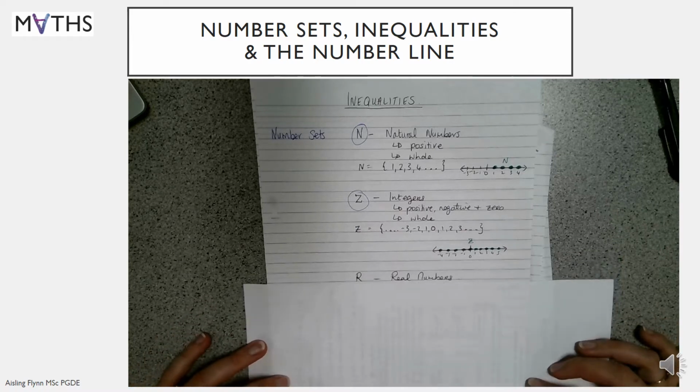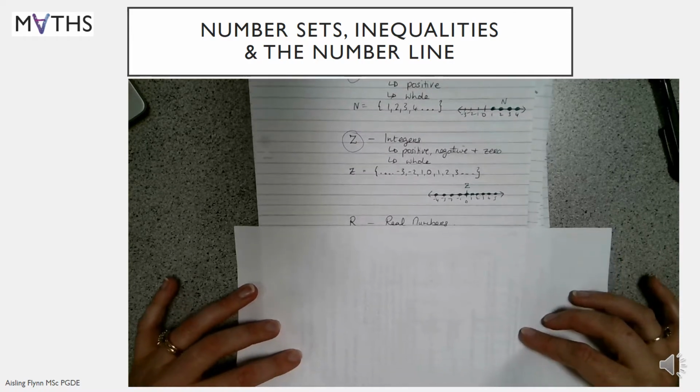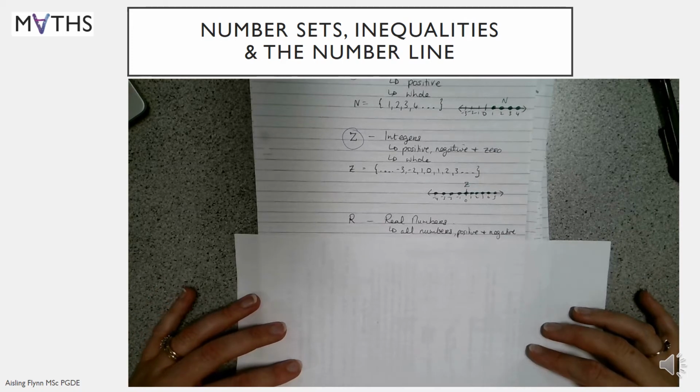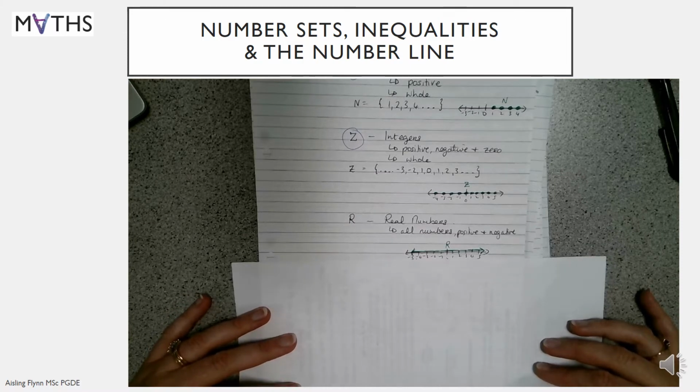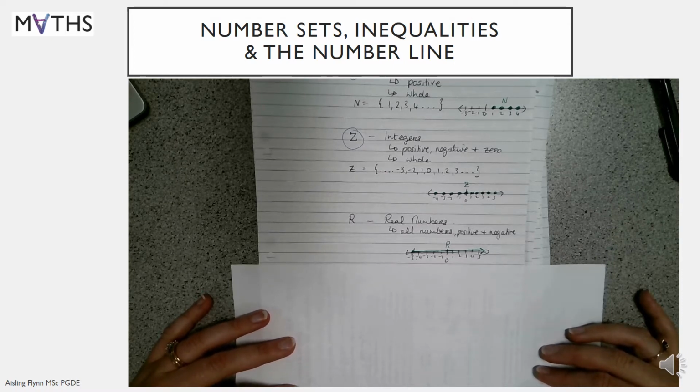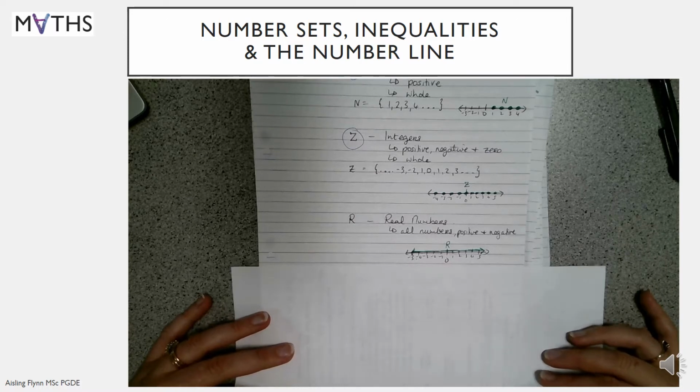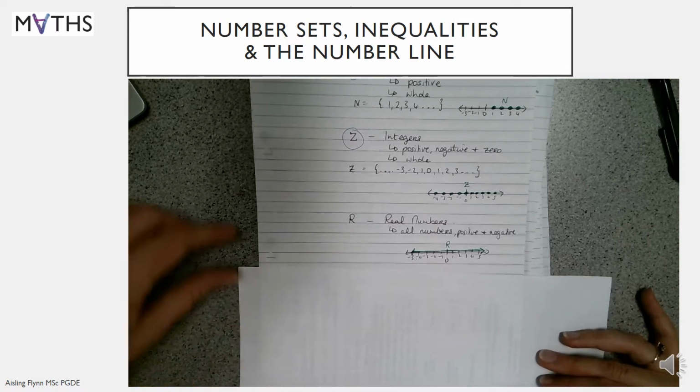Real numbers then. Well, real numbers are all numbers positive and negative that we can put on a number line, and we represent the real numbers using a solid line. Again, it's infinite, it goes on forever into the negative and positive directions. Okay, real numbers does include fractions and decimals in between the whole numbers. Okay, so there are the number groups.